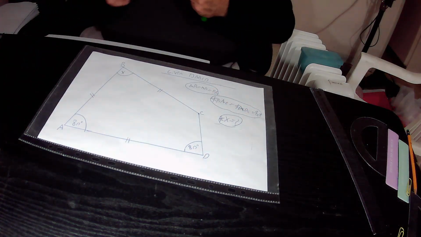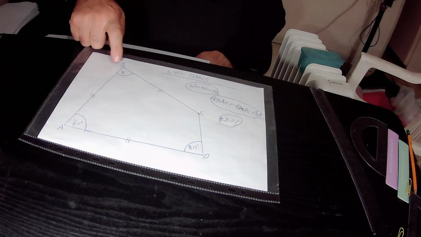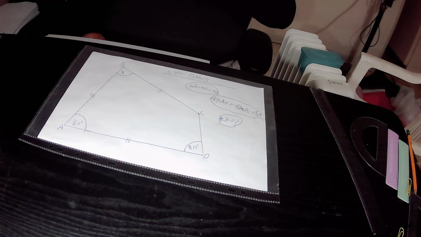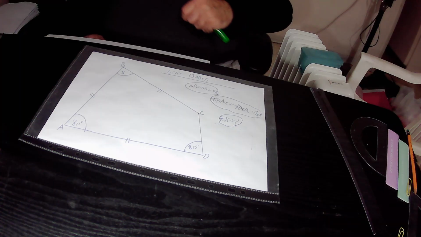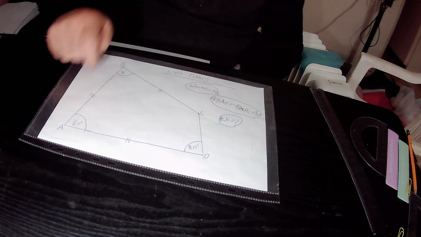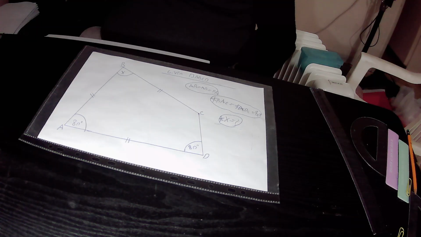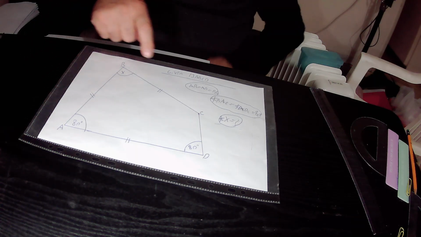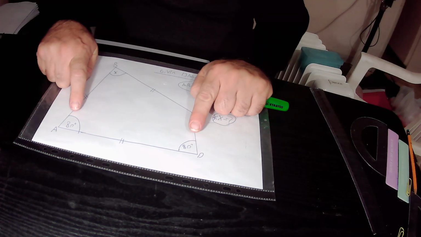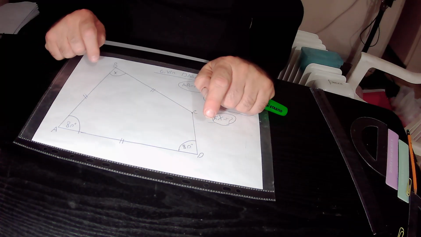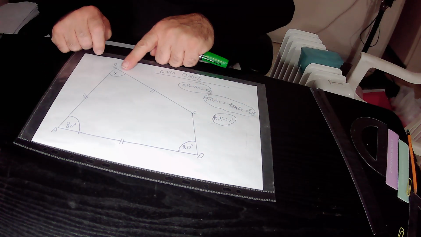In the first question, our task was to find the size of angle ABC, which equals x. So we have to find the value of angle x. In the drawing, we have quadrilateral ABCD. We know that AB equals BC equals AD. Those two angles are both equal to 80 degrees in size, and our task is to find the size of angle ABC, which equals x.